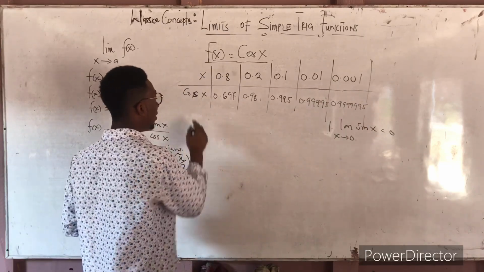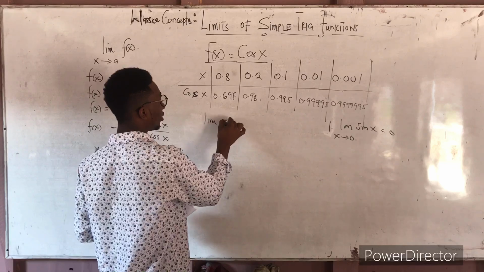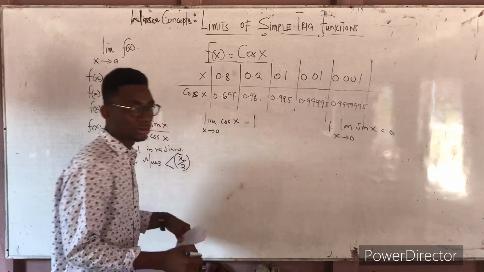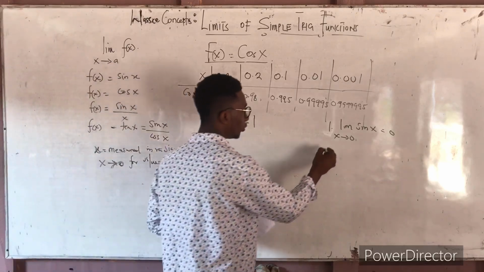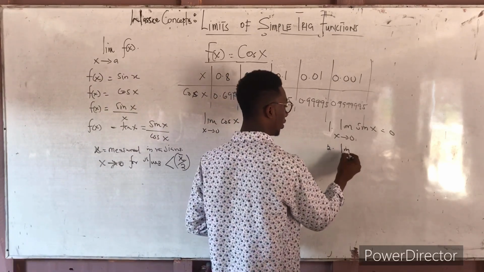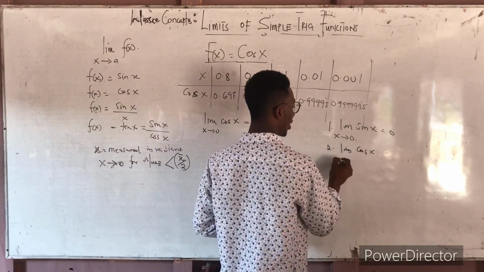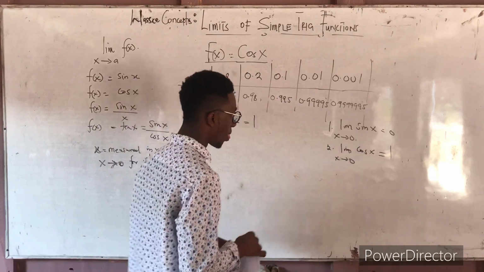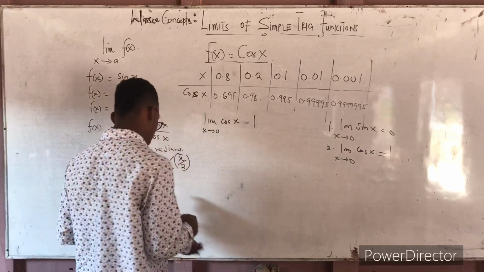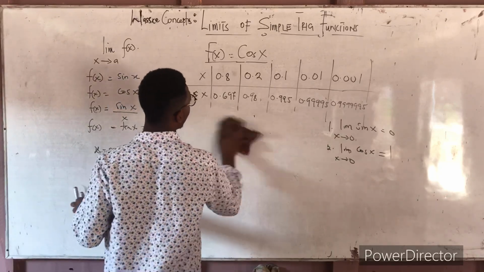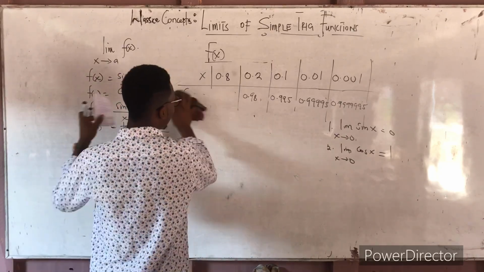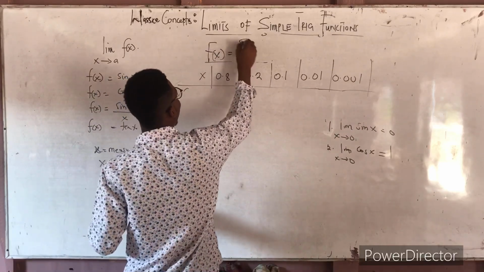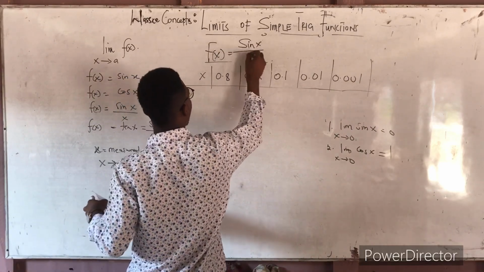So the limit of cos x as x approaches 0 is 1. That is the limit. So 2, the limit of the trigonometric function cos x as x approaches 0 is 1. Okay. Now let's look at the last one. We want to look at the limit of the function sine x all over x.